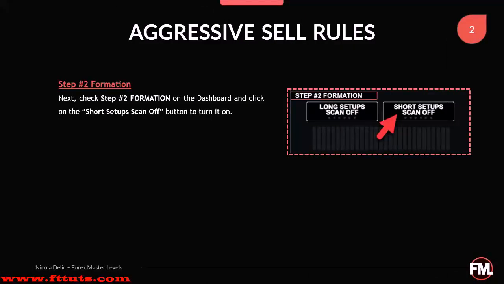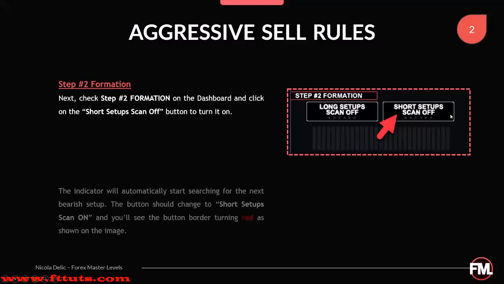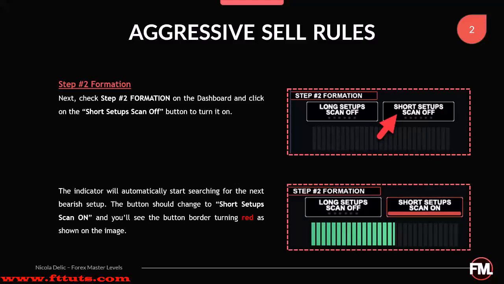Next, check the step 2 formation on the dashboard and click on the short setup scan off button to turn it on. So again, we are going to click that short setup scan off button, and the indicator will automatically start searching for the next bearish setup. The button should change to short setup scan on, and you'll see the bottom border turning red as shown on the image.